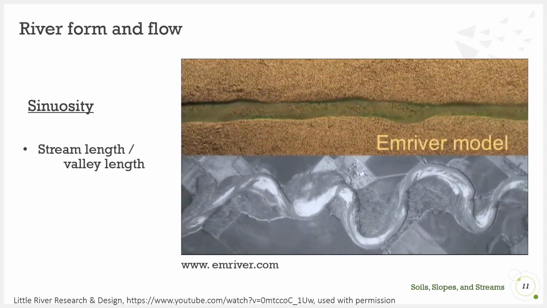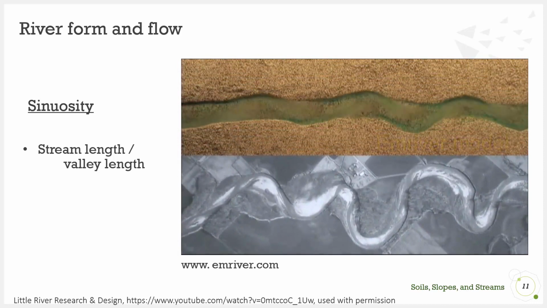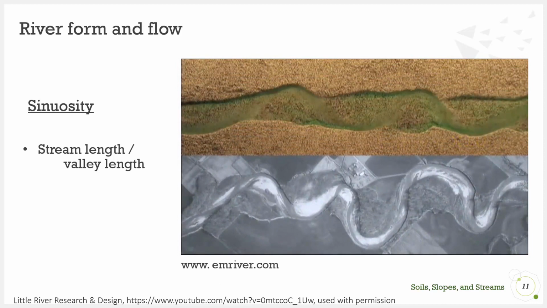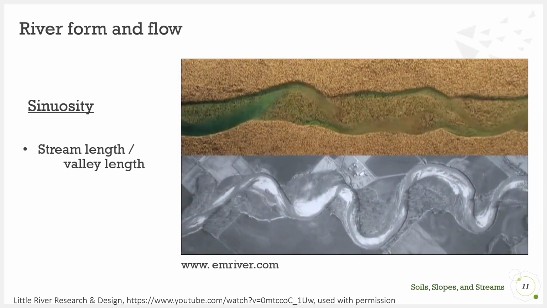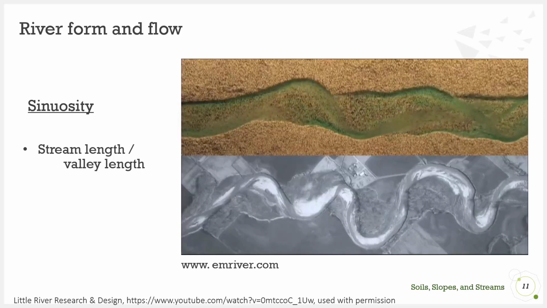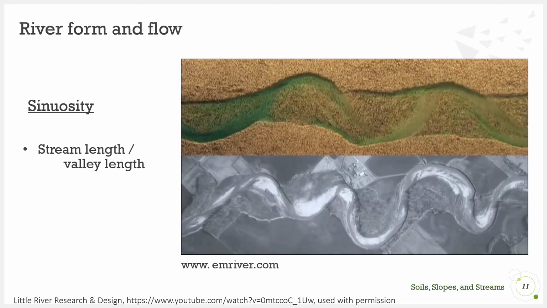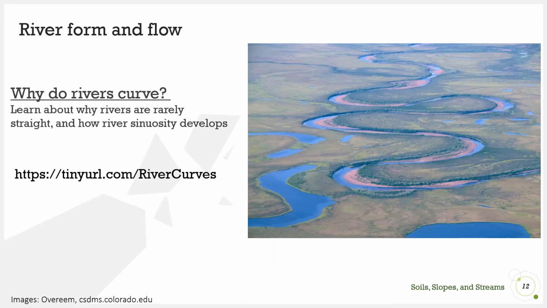Now the view is joined by an overhead shot of an M-River stream table. This is a model by Little River Research and Design. Watch how a meandering river forms and sinuosity develops from a straight channel. You only have to start with a small instability to begin eroding one side of the channel and depositing on the other. This makes the channel migrate and curve.